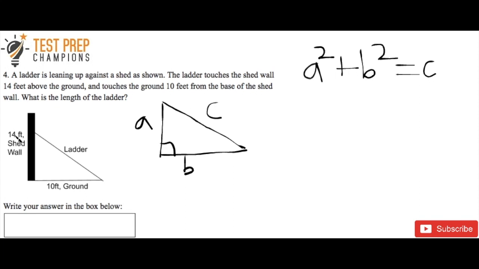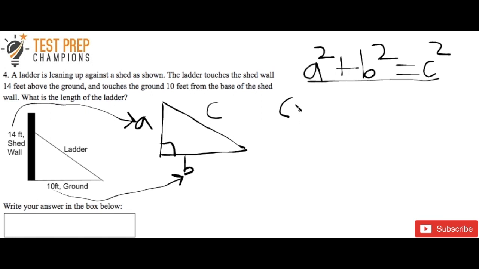So we know that this side, 14, let's let that be equal to a, and 10, we're going to let that be equal to b. So now we're going to use this formula up here, the Pythagorean theorem, a squared plus b squared equals c squared. And so we're going to plug these numbers in here, or substitute them in.